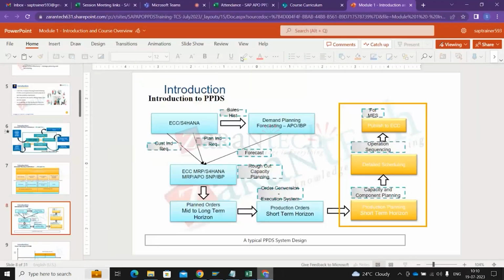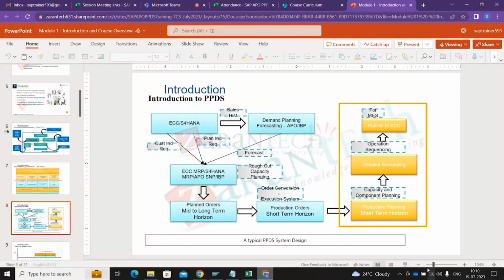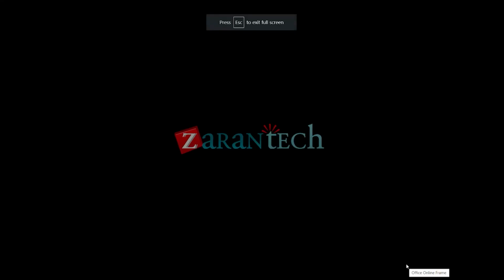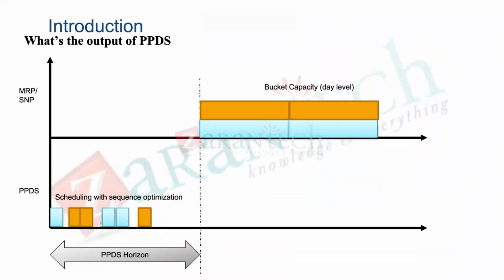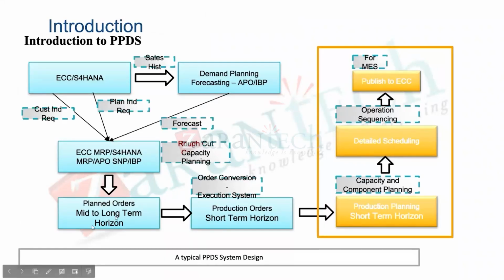Okay, you might feel this could be a repetition, or that I may be repeating a few things, because I want to explain one important concept, which is called horizons. This concept should be very familiar to you as a supply chain planning consultant, and also as a production planning and detailed scheduling expert.